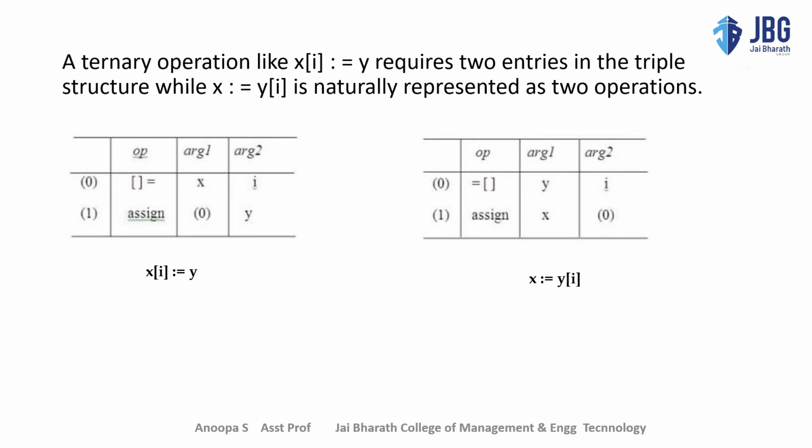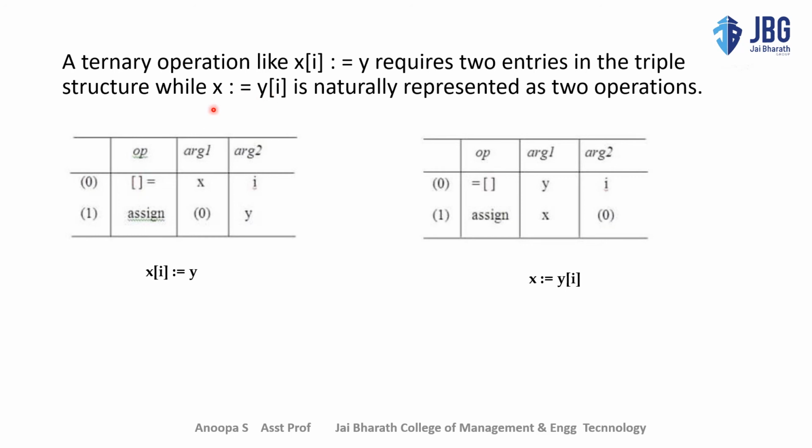A ternary operation like x of i equal to y: what I am doing is assigning a particular value to a particular array index. It requires two entries in the triple structure. First, the operator is index of. So for this index of, x is the first argument, and the second argument is i. When this is executed, it will become x of i. Then assign, with the index of 0 and y. That means x of i equal to y, and the operation is an assignment operation.